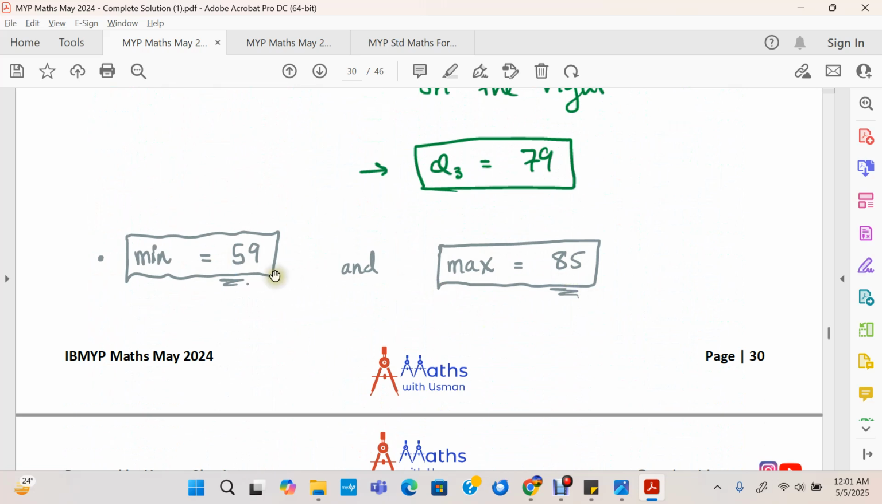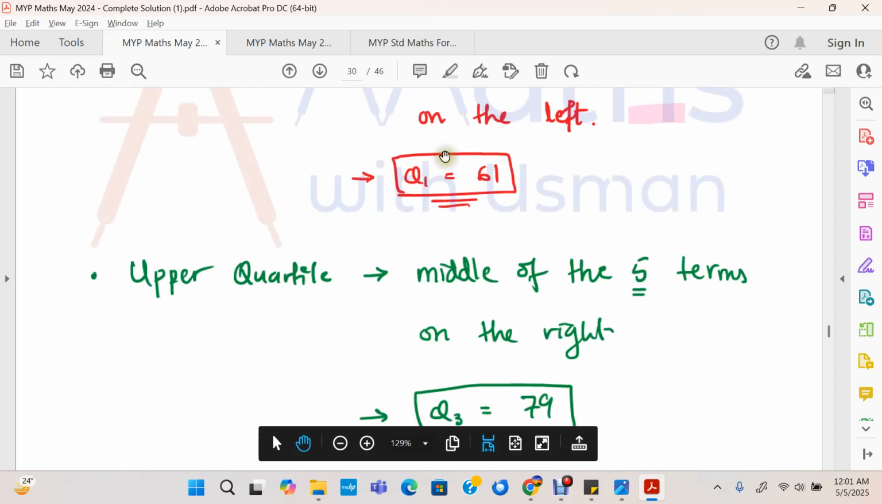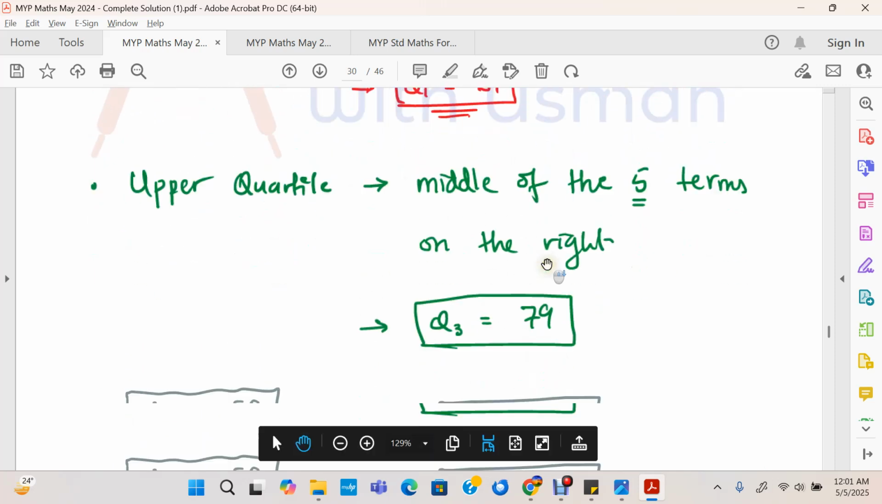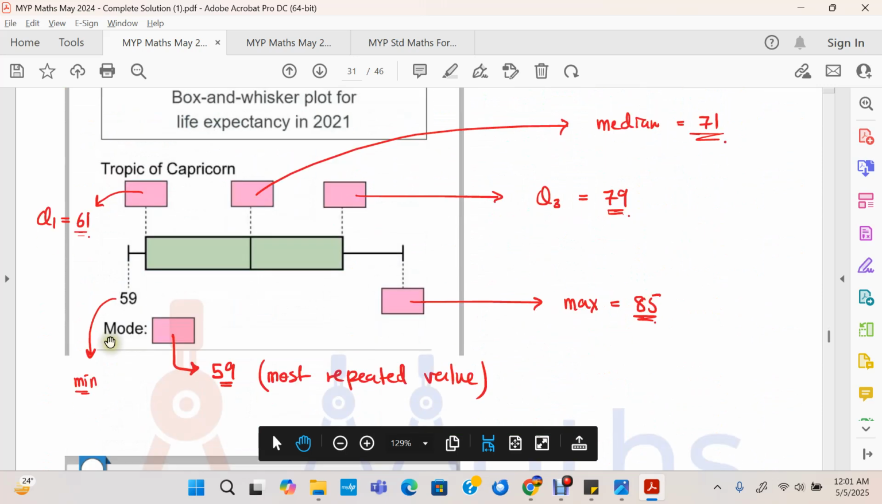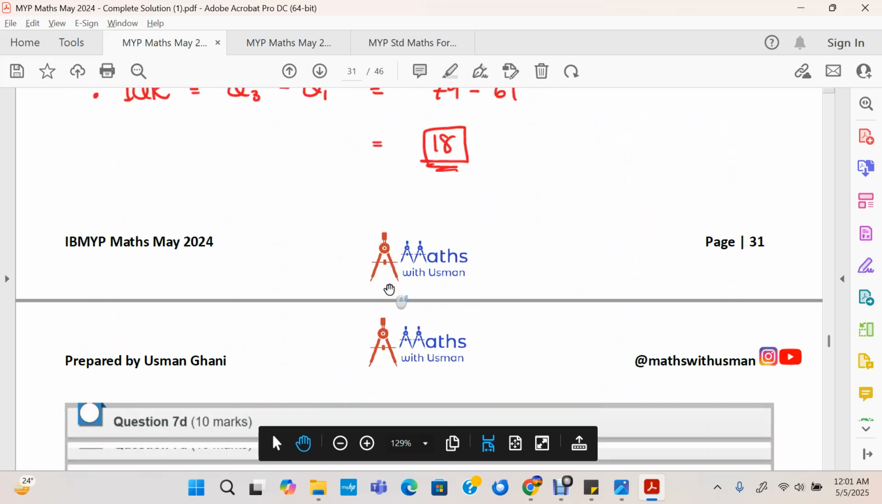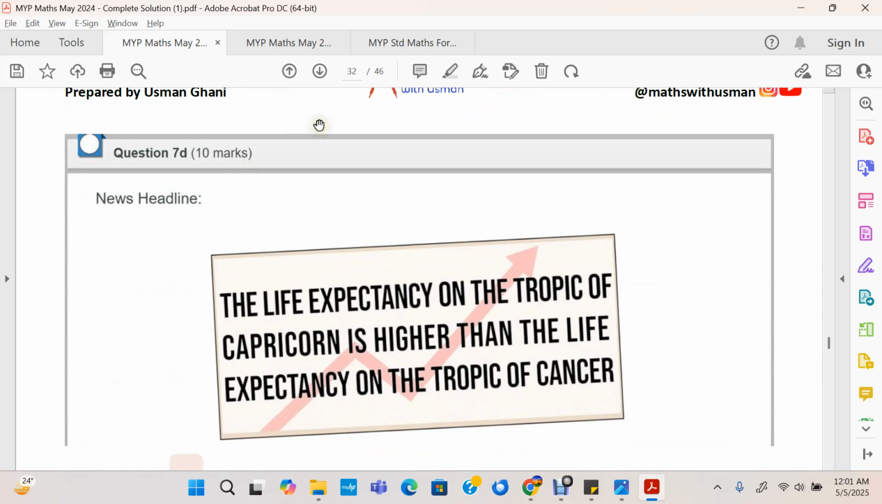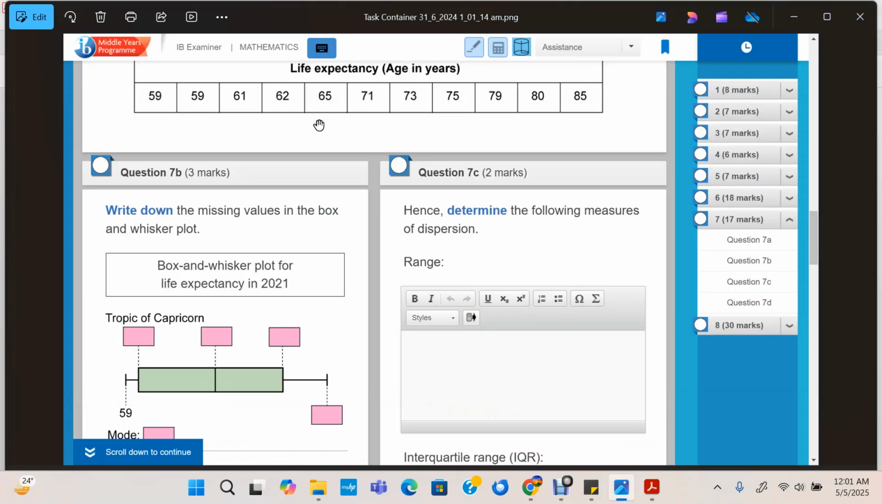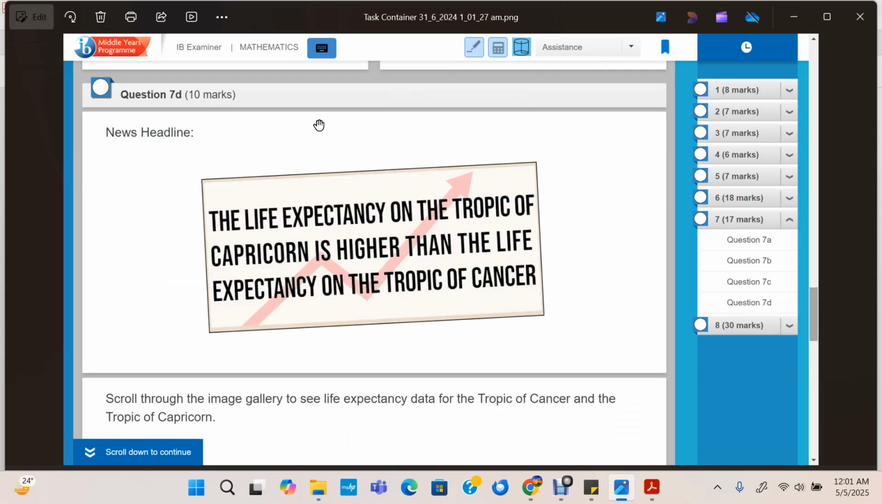Subtraction of these two gives us the range, and upper quartile minus lower quartile gives us the interquartile range, which is 18. Okay, so mode, we know it's the most repeated value, that's 59. We can clearly see that. Range easy, interquartile range easy again. So 10 marks. Let's go forward. So far really simple, really simple.